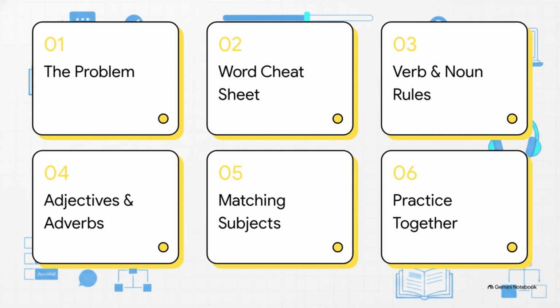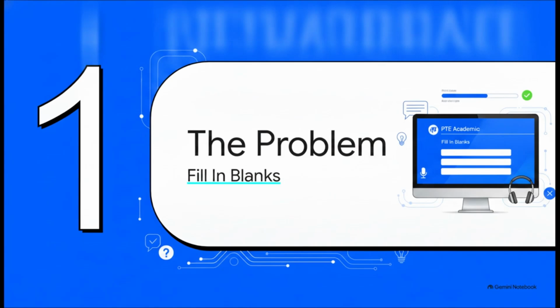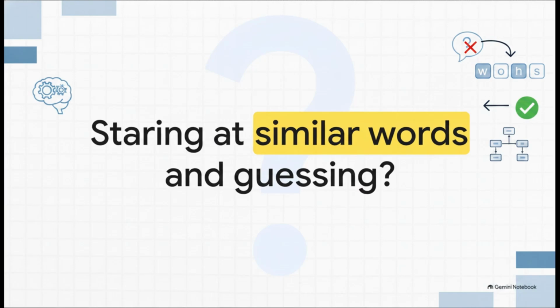We are going to keep things incredibly simple. Section 1. The fill in the blanks problem. Staring at 4 similar words and guessing. Look, do not panic. Guessing is literally your worst enemy here. It's exactly why so many students fail by just a few points.